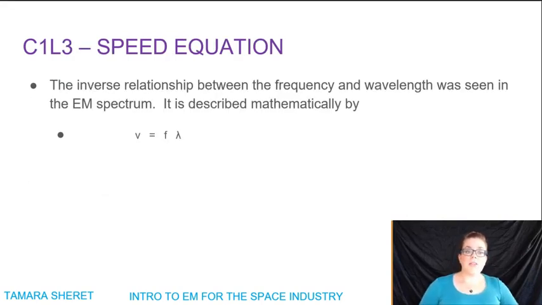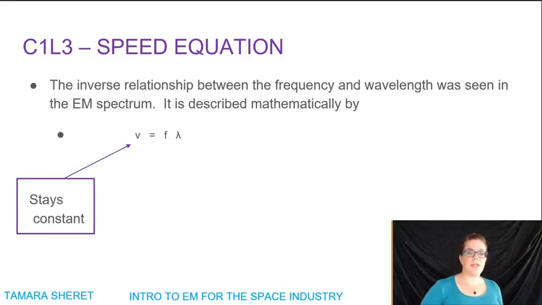So the speed equation. This is where our inverse relationship between frequency and wavelength came from when we were looking at the electromagnetic spectrum, and this is just describing it mathematically. We know that all electromagnetic waves travel at the same speed, the speed of light. So the velocity, the v, has to stay constant. That leaves us with frequency f and wavelength lambda to deal with. Velocity has to stay the same. There's literally no option for that. So if our frequency increases, our wavelength has to decrease. There is no choice. So we have this inverse relationship.